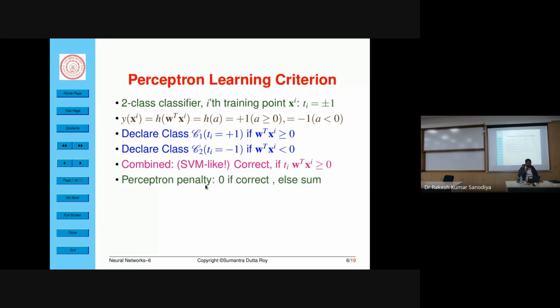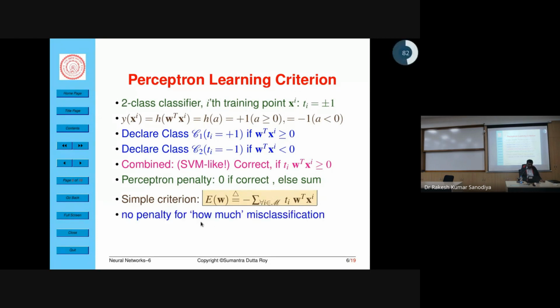Now, the way that Frank Rosenblatt had posed the optimization problem, this is only one out of an infinite number of possibilities. He used a very simple one, which nowadays is called the perceptron criterion. If there is correct classification, my penalty is 0. If it is wrong, then I take the penalty and I take the sum of all of the penalties. So this is a simple criterion. I sum them up, and I put a negative sign here. That's it. That's what I want to do. You might say that today that is not a very good thing to do because there is no penalty for how much misclassification there is.